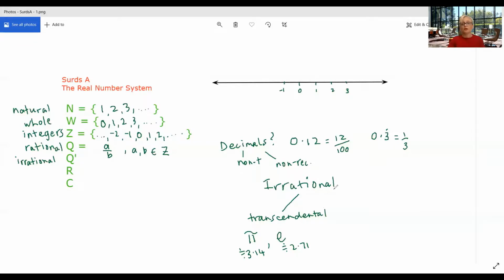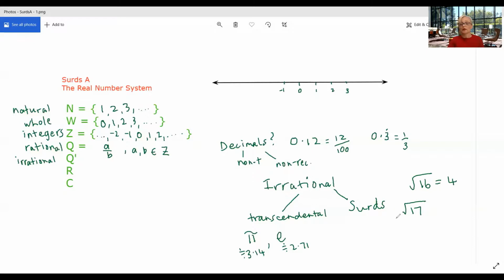Then you have your surds. Now, if you take the square root of 16, you get 4. That's not a surd. That's in fact a rational number. In fact, it's an integer. In fact, it's even a natural number. But if you try to take the square root of something that's not a perfect square, so say something like square root 17, then that is a surd.